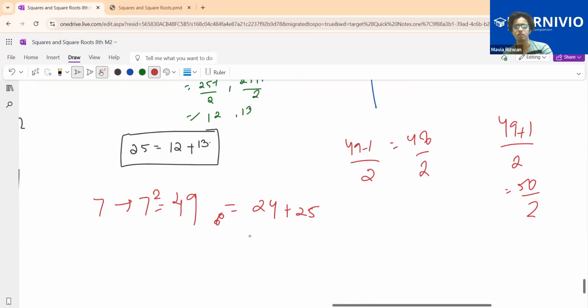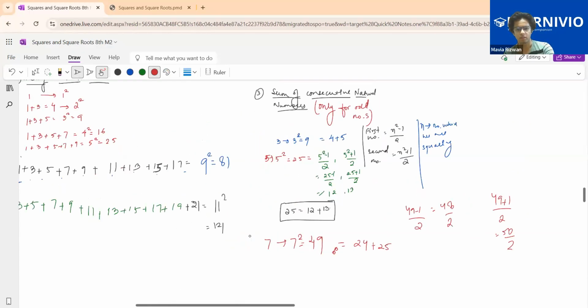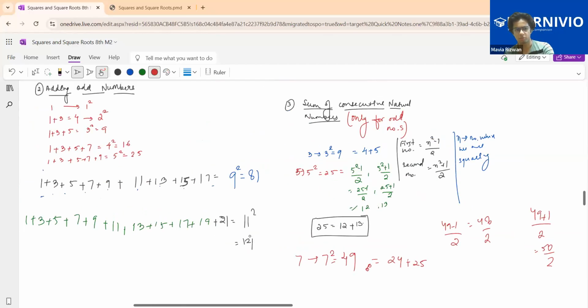Yes, Abubakar? And yes, Manisha? Yes, sir. Manisha, is this clear? Yes, sir. Please note this down. Both of these properties.